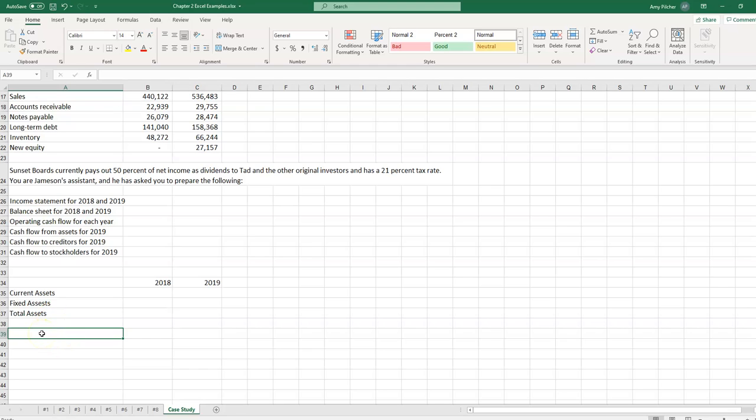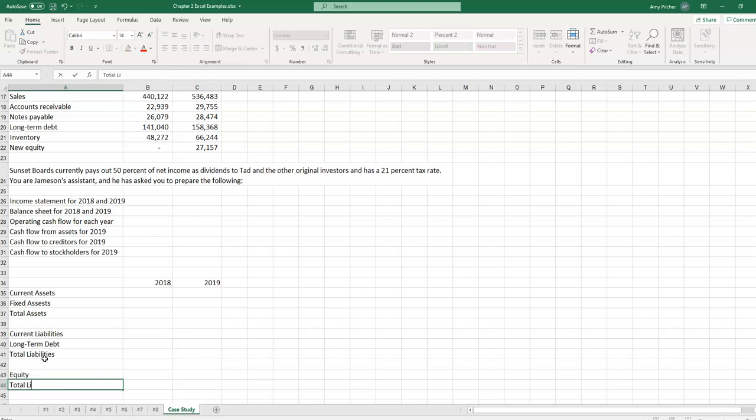So next will be our liabilities. We're going to have current liabilities and long-term debt. And then that gives us our total liabilities and our equity amount, and then our total liabilities and equity.